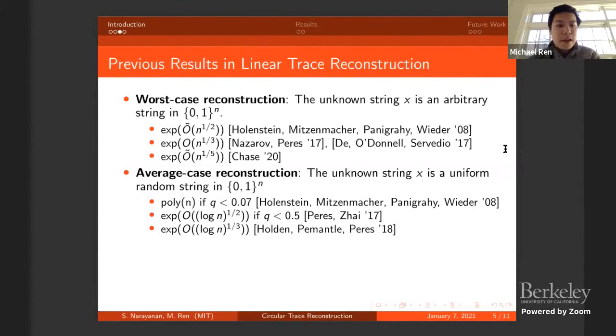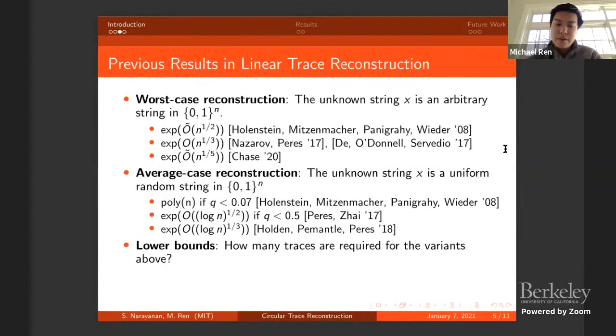There's also the question of lower bounds. How can we prove any lower bounds for those two questions? Holden and Lyons showed a lower bound of n to the 5/4, up to log factors, for the worst case, and roughly log n to the 9/4 for the average case, which was improved by Chase to n to the 3/2 and log n to the 5/2.